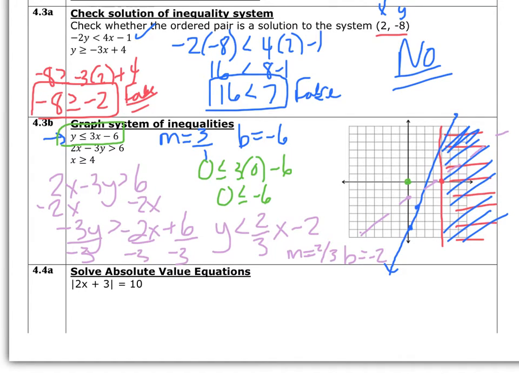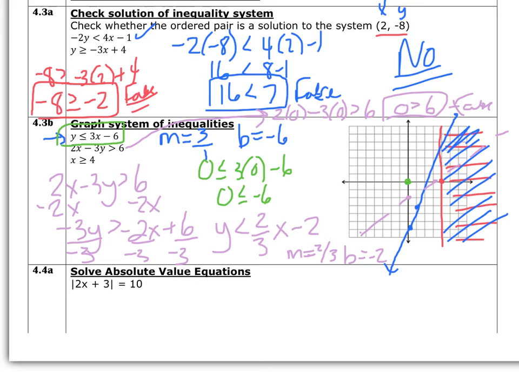Now to shade, I am going to piggyback off the 0, 0 ordered pair. I'm just going to put it right back into here. If I put 0, 0 into here, it'll be 2 times 0 minus 3 times 0. And it says that's greater than 6. That would say 0 is greater than 6. 0 is not greater than 6. That's false. So because of that, we do not shade on this side of the purple line.